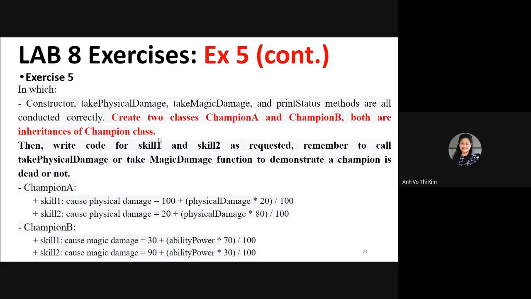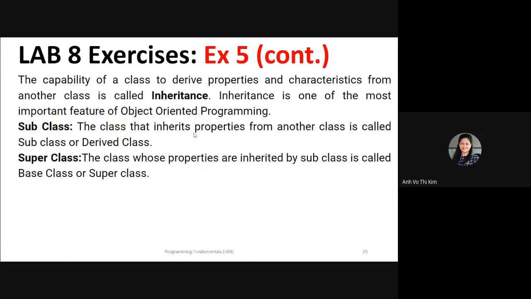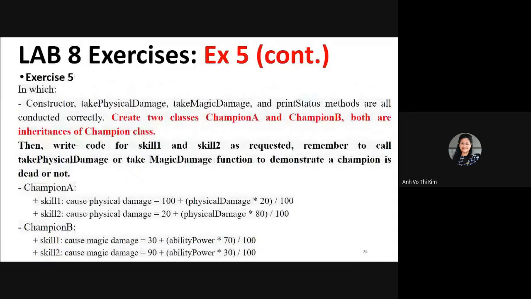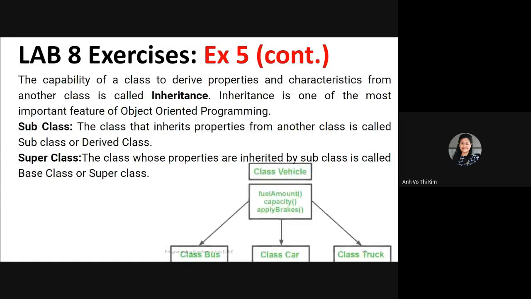The task is to create a class inheriting from the champion class. For this exercise, we come to the inheritance characteristic of OOP. Inheritance is one of the most important features of OOP. We have a subclass and a superclass. In this case, you create two subclasses, champion A and champion B, and both inherit from the superclass. The superclass champion is the superclass, champion A and B are subclasses. They inherit all the members, features, and functions from the superclass.